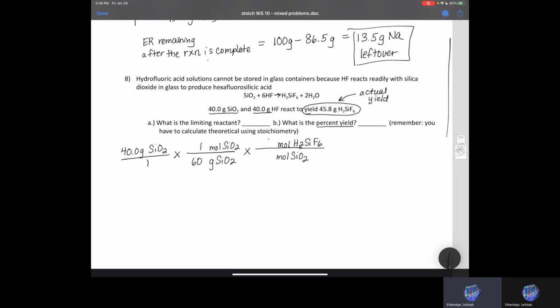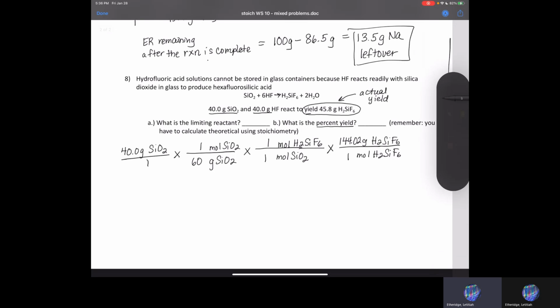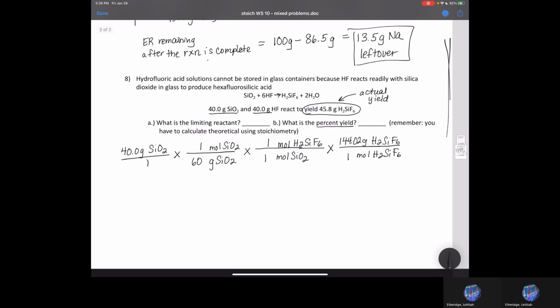Take a look at our balanced equation. Oh, this one's really simple. We're in a 1-to-1 relationship. And then we have the mole on the top, so I need the mole on the bottom. And then I need the molar mass on top. Okay, and that is going to be 1 mole is 144.02. Okay, then we are going to do the math. Whoop. My pen is being bothersome. We are going to get a number of 96.0. Okay, and that's grams of H2SiF6.